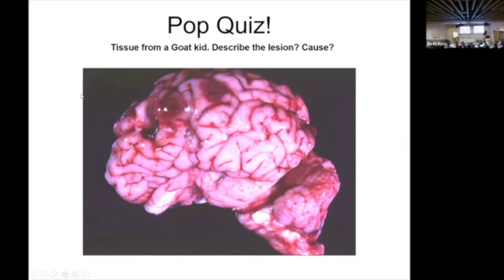All right, so what do you think did this? Yeah, trauma. What kind of trauma? You said contrecoup. I will give you a hint that this is a bilaterally symmetrical lesion. Headbutt? You said a headbutt if it's a goat? A headbutt, two horns? No. Oh, horns. So where are the horns?